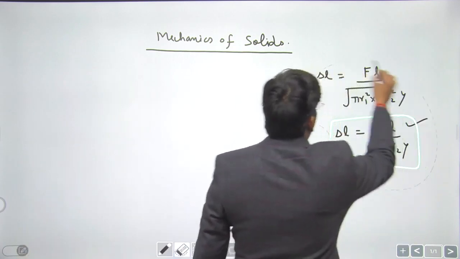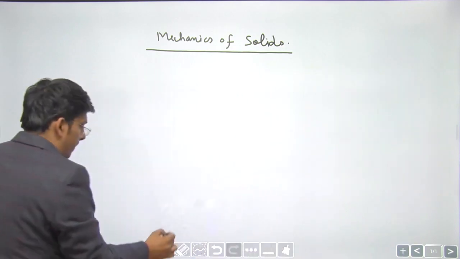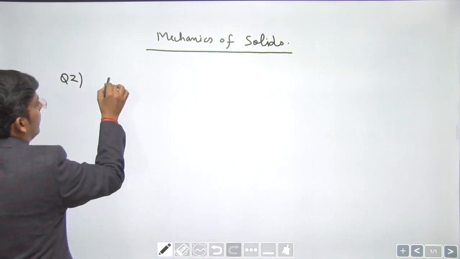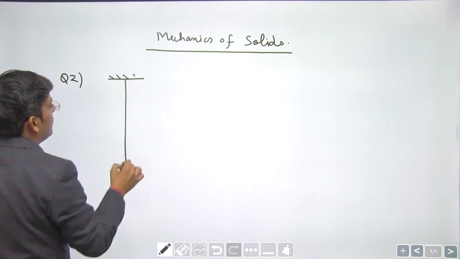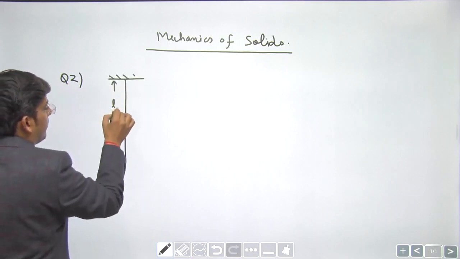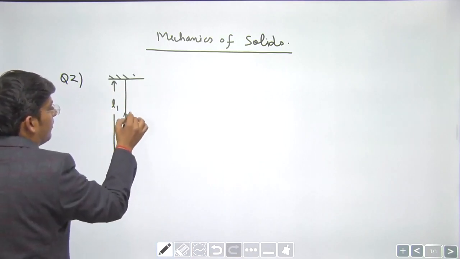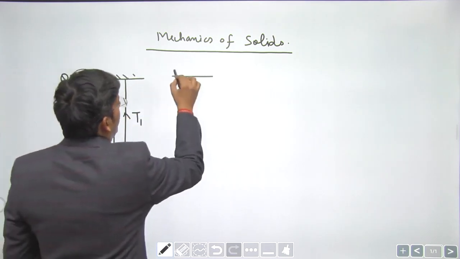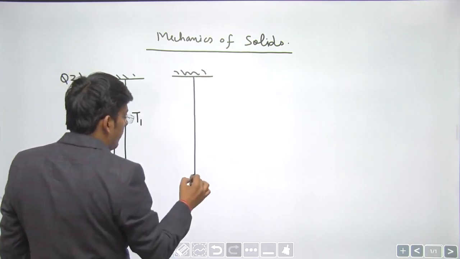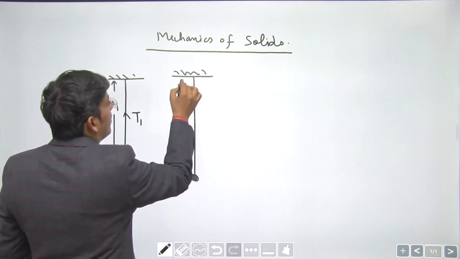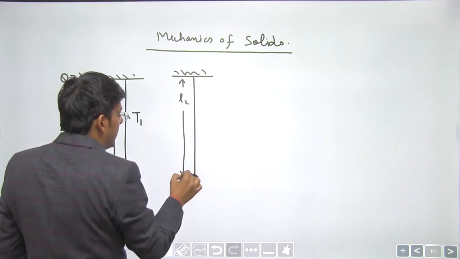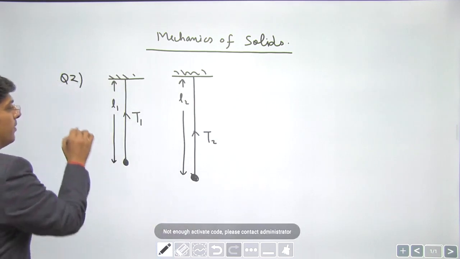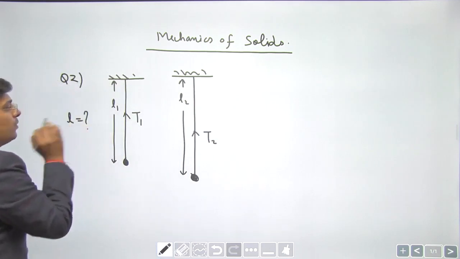Let us do some basic questions also. So the next question says, the length of the wire is L1 when tension in it is T1, and obviously the length of the wire is L2 when tension in it is T2. You are asked to calculate what will be the original length of the wire.